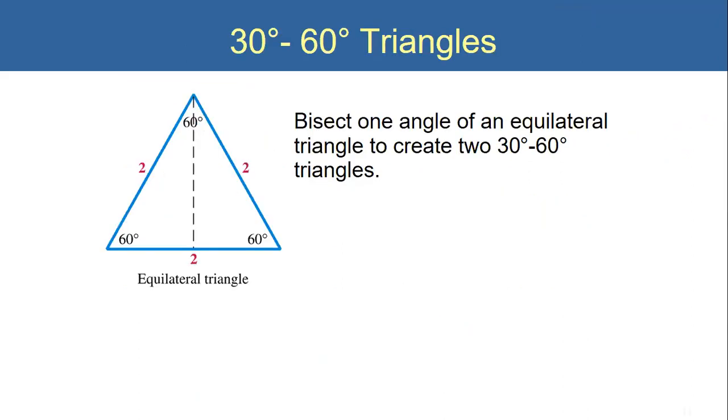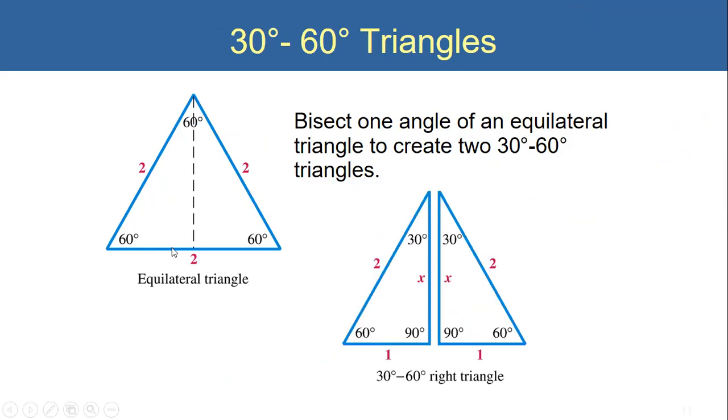All right. We're going to talk about 30, 60, 90 triangles, going back to geometry. Do you remember 30, 60, 90 triangles? Your 30, 60, 90 triangle comes from splitting an equilateral triangle in half. Any good geometry teacher would have made that connection. It creates two 30, 60, 90s, and that's what we're going to be talking about. Now, instead of an equilateral triangle, you have two right triangles.